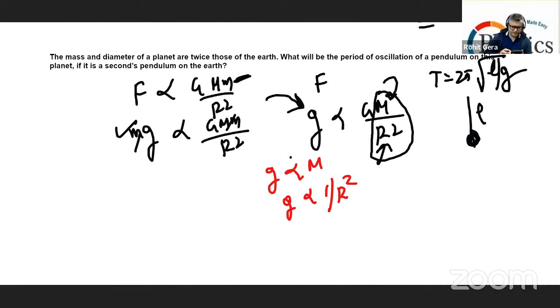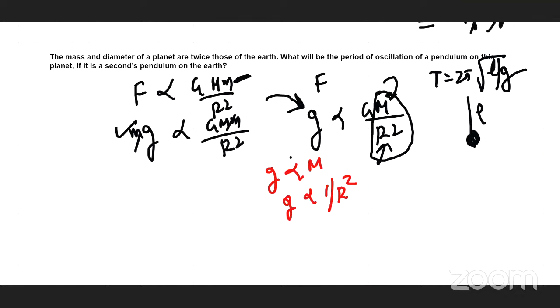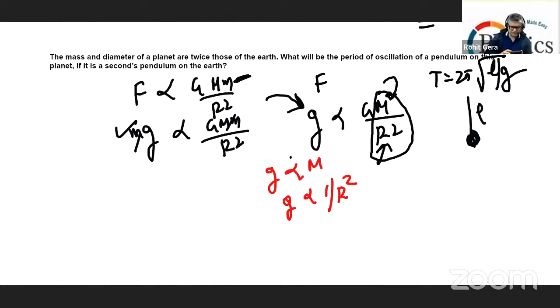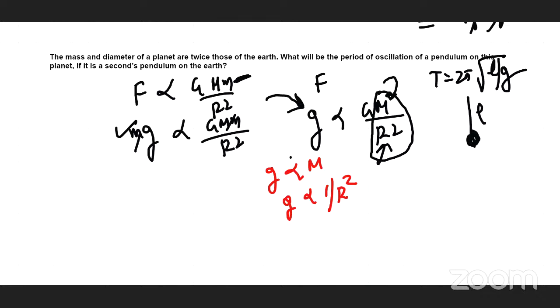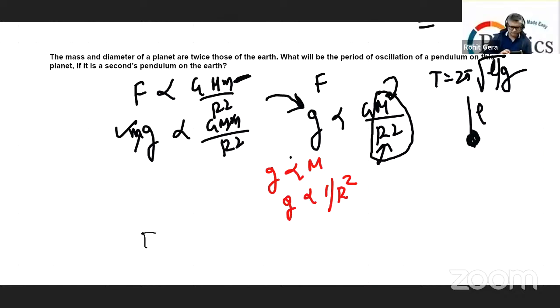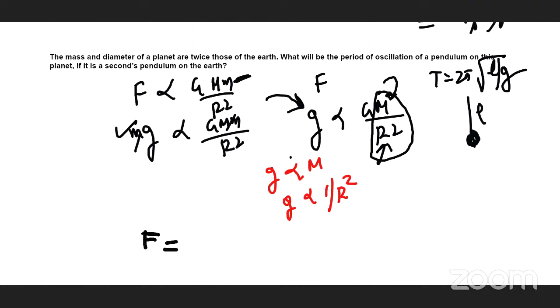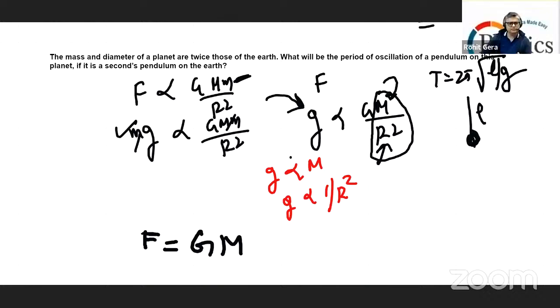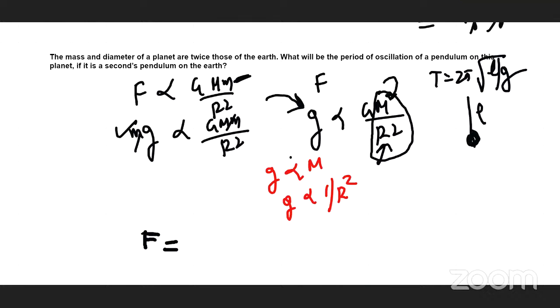मेरे रिलेटिव्स आए हुए हैं. नहीं नहीं, वो आवाज आ रही थी, आ रही होगी. ठीक है, इसके अंदर जो प्लैनेट का है, twice the mass of the earth.